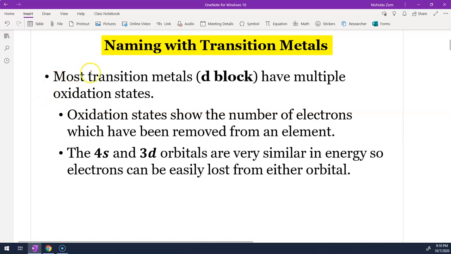So as I mentioned, transition metals are in the D block. They have multiple oxidation states. Oxidation states show the number of electrons which may have been removed from an element. The 4s and 3d orbitals are very similar in energy, so electrons can be easily lost from either orbital.